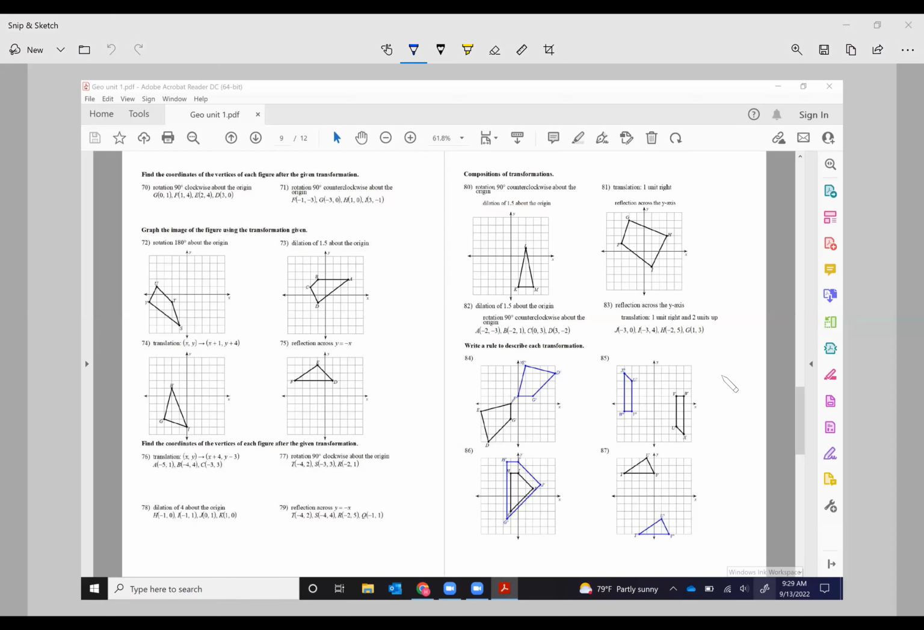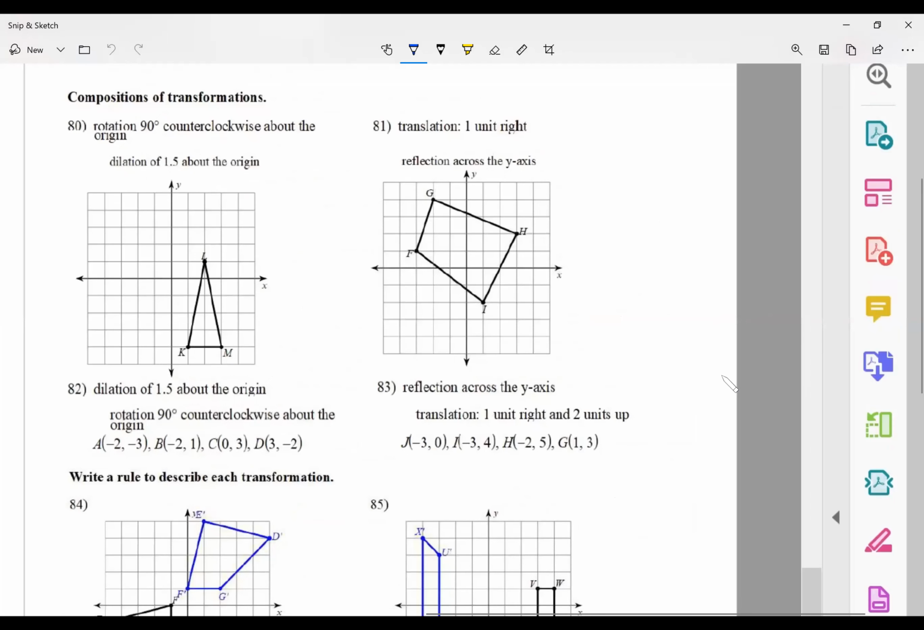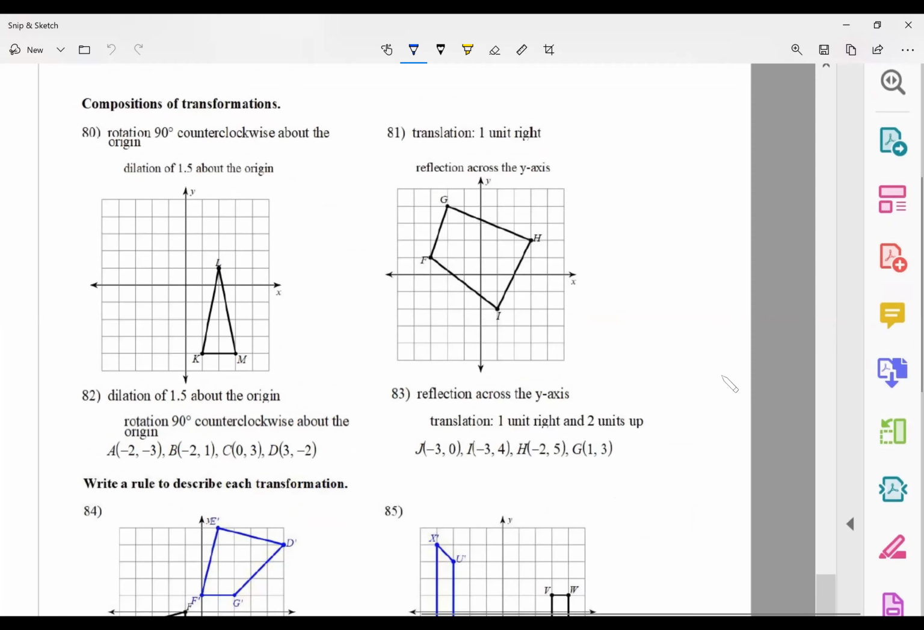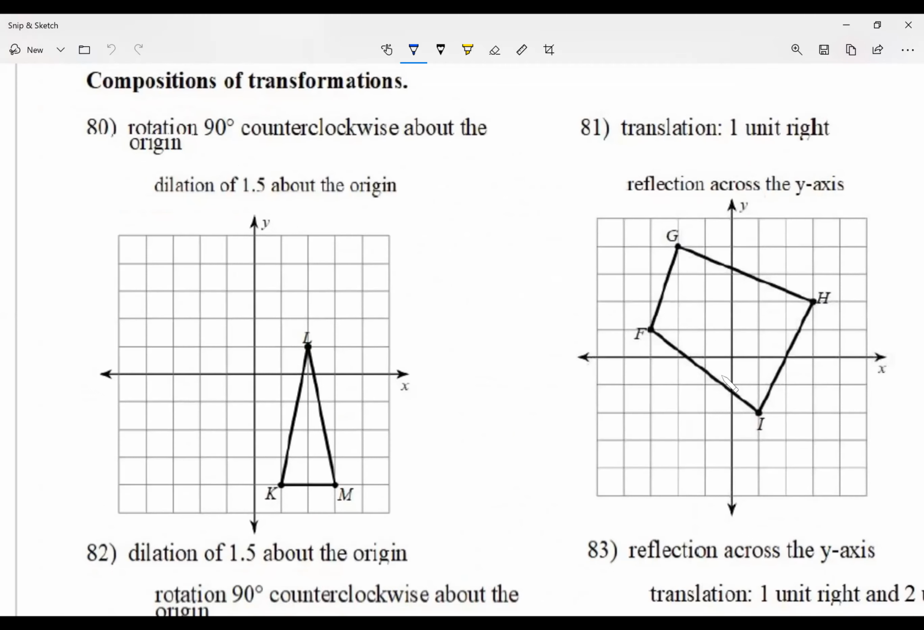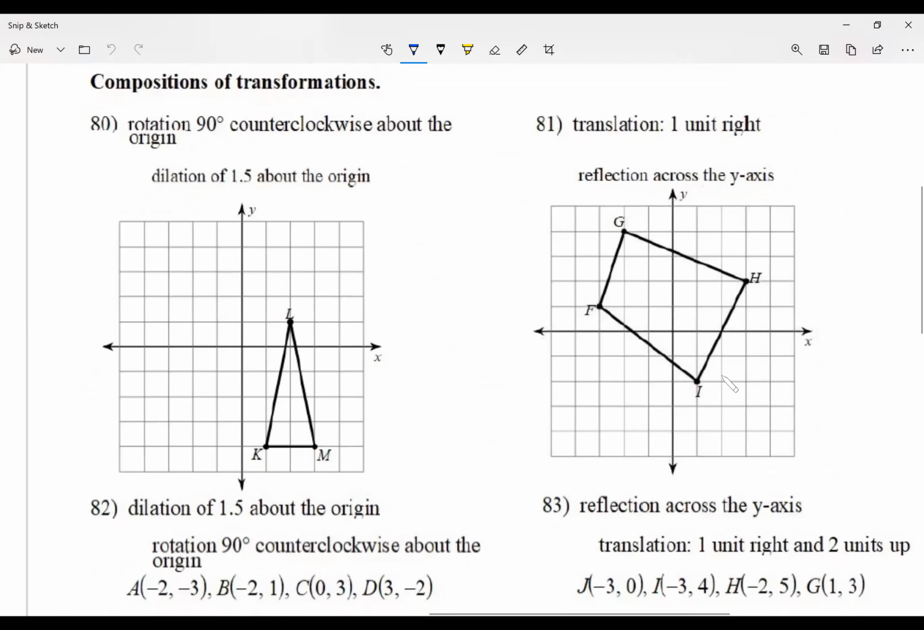All right, so today we're going to be looking at questions 80 to 83. We're going to be doing what we call compositions of transformations. Now, what this means is that I'm going to do more than one transformation on each figure. Notice on question number 80, I'm going to do a rotation first, and then I'm going to do a dilation. All right, question 81, I do a translation, and then I'm going to do a reflection. So I'm going to do more than one transformation on each. All right, so let's take a look.